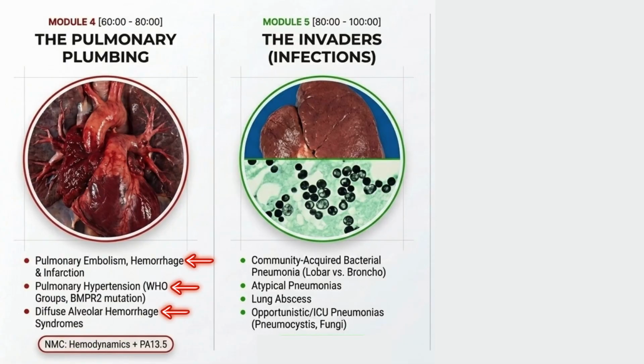Module 5 is all about the invaders, focusing on pulmonary infections. We will contrast lobar versus broncho patterns and community-acquired bacterial pneumonia. Then we cover atypical pneumonias. Next we review the pathology of a lung abscess. We will also highlight opportunistic and ICU pneumonias, specifically looking at pneumocystis and fungal invaders. This covers NMC PA 13.1 and PA 13.2.